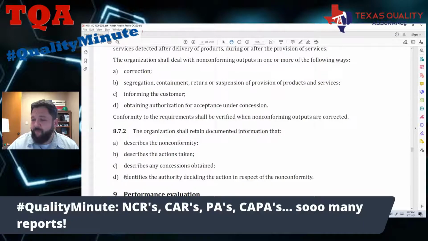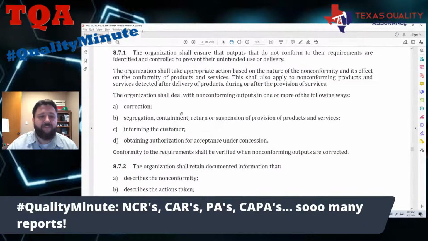Any concessions, if they were obtained. So this is generally just our standard nonconformance report process. I guess I'm a little bit too loud in here. So that's our standard nonconformance report process. It is the "I broke it, I fixed it" report.